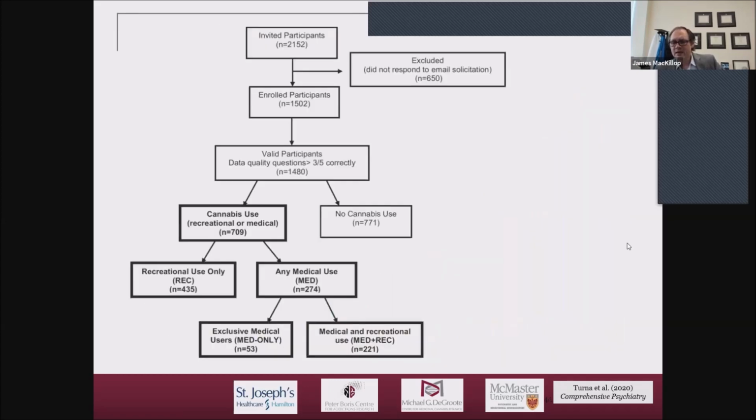So we began a cohort study investigating the impacts of cannabis legalization, recruiting about 1,500 individuals prior to legalization. And we've been studying them for some time now, including lots of questions about cannabis use, recreational use, medical use. Within this group of 1,502 people, I'm going to share with you some data on the cannabis users, both recreational and medical, about 700 people. Of these individuals, 435 said they only use for recreational purposes. 274, a fairly large proportion, said they use for medical purposes. And then subgroups reported either medical only or medical and recreational use.